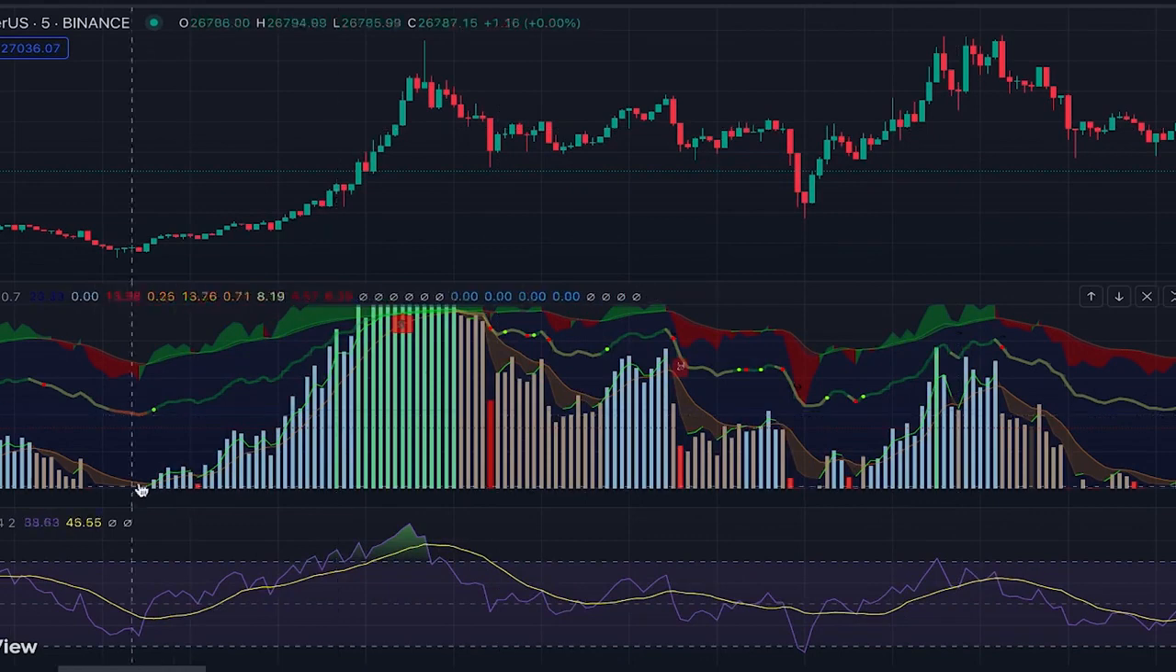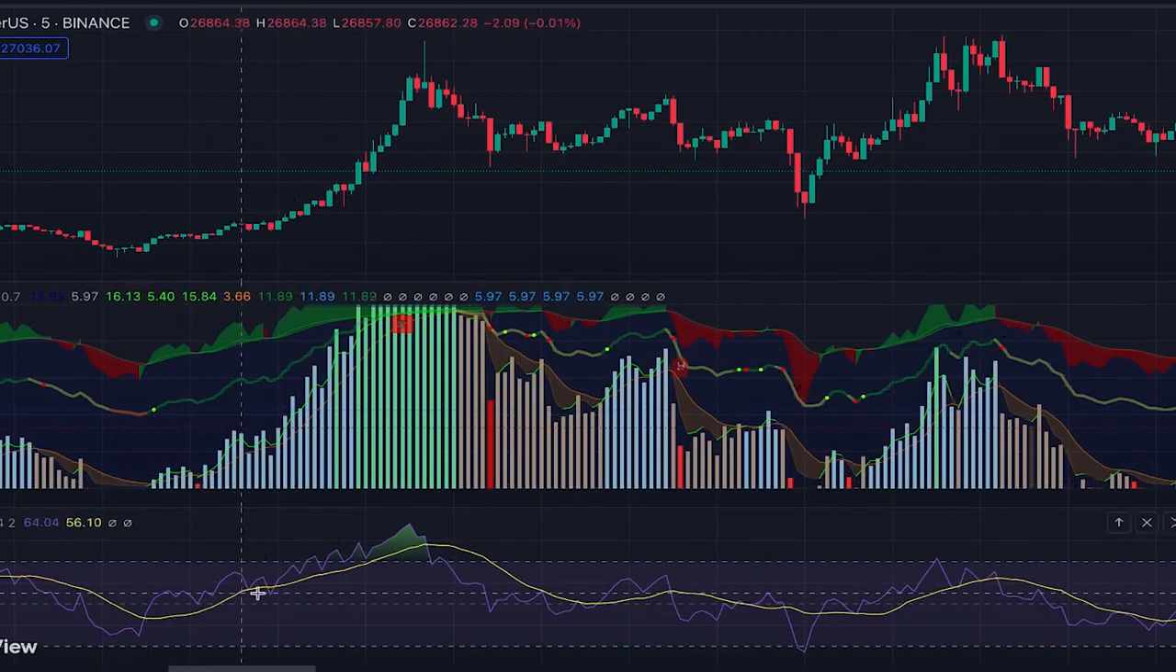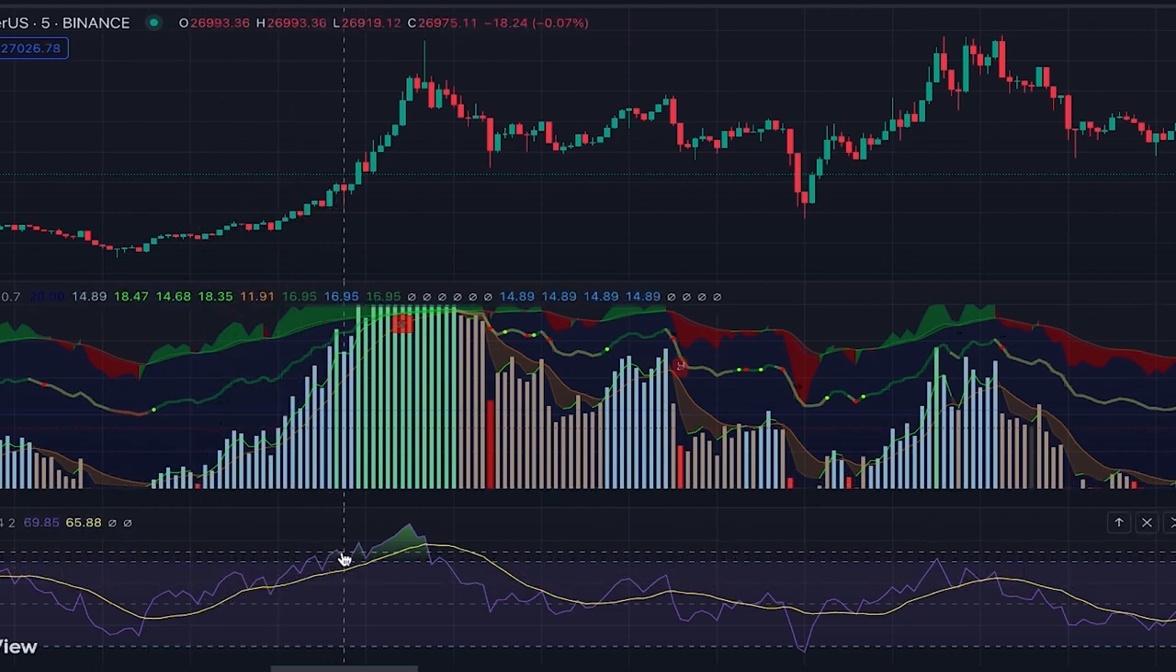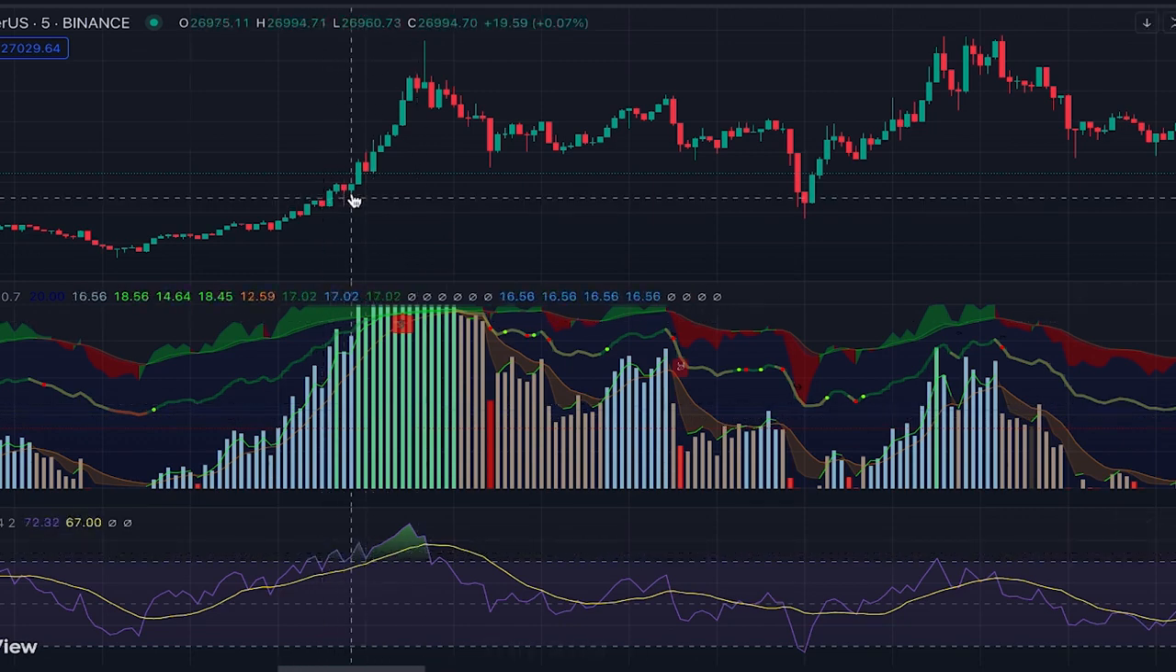As you can see, in this period where we have blue bars, RSI was not overbought. But from here, where RSI went above 70 and became overbought, we started having green bars. And you can see that this was an extended overbought and the price continued advancing.